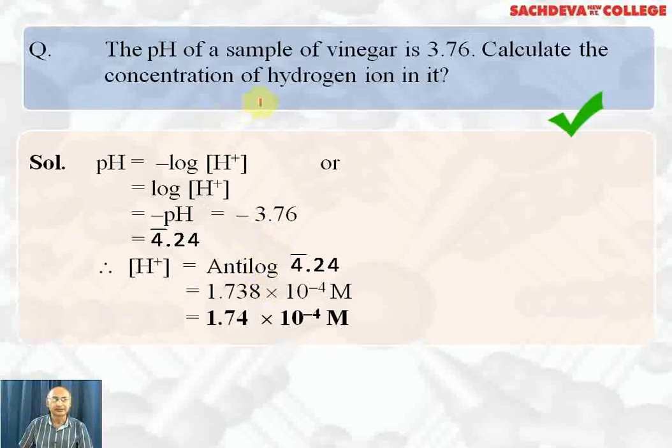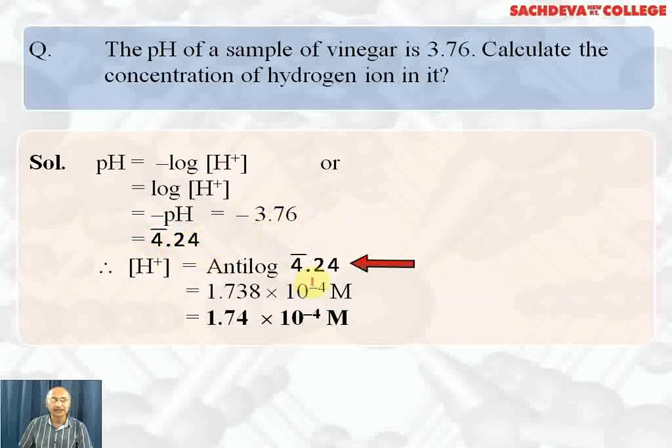Next question: the pH of a sample of vinegar is 3.76. Calculate the concentration of hydrogen ion in it. pH is equal to minus log of H ion concentration, or log of H ion concentration is equal to minus pH, minus 3.76. Remember, you cannot see the anti-log of a negative number, so you have to add 1 and subtract 1. When you add 1 and subtract 1, minus 1 and minus 3 will become 4 bar. And from 1 you will subtract 0.76, you will get 0.24.